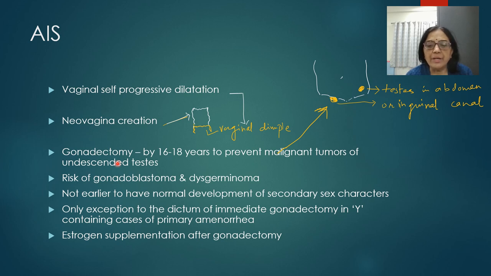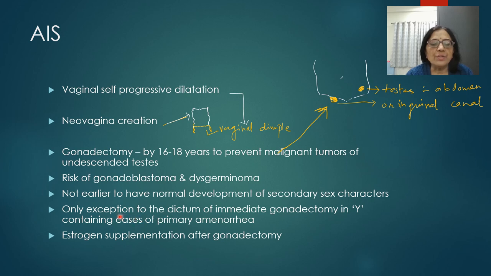What is additionally required in the treatment in these cases is deciding when to do gonadectomy. Because it is an undescended testis, chances of tumors such as gonadoblastoma and malignant tumors such as dysgerminoma are high, but usually these tumors occur after puberty, and the advantage of keeping the gonads till puberty is that it leads to the proper development of secondary sex characters in these individuals. So what is recommended is gonadectomy by age 16 to 18 for the prevention of these tumors. Not earlier, because it provides a normal development of secondary sex characters, better than giving exogenous hormones.